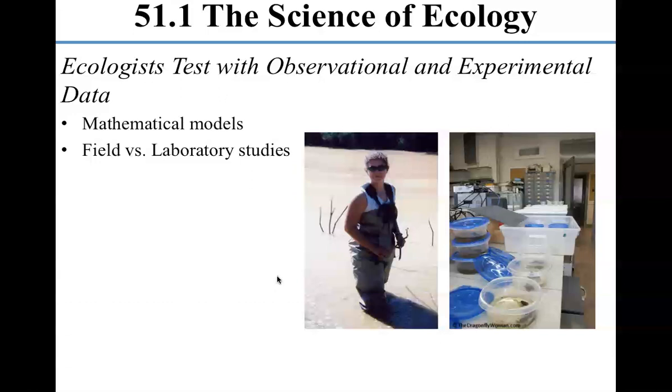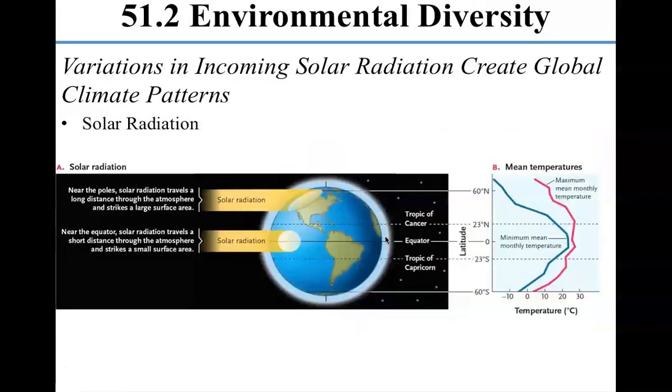Oftentimes what scientists do is they'll begin with a lab study where they can control some of the factors, and then they'll build a model off that, and then they'll go out to the field to test if those parameters or that model were accurate. For my PhD, that's what I did. I worked with bugs in a lab, and then I came up with some ideas and then went out and looked at it in the field to see if it translated. And some of it did, some of it didn't.